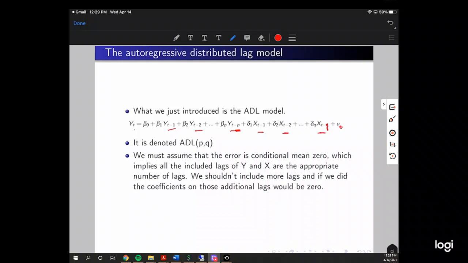It's denoted autoregressive distributed lag, or ADL, of order p and q, where p is the order of the lags of the dependent variable, and q is the order of the lags of the control variables. We must assume that the error is conditional mean 0, which implies all the included lags of y and x are the appropriate number of lags. We shouldn't include more lags, and if we did, the coefficients on those additional lags would be 0.